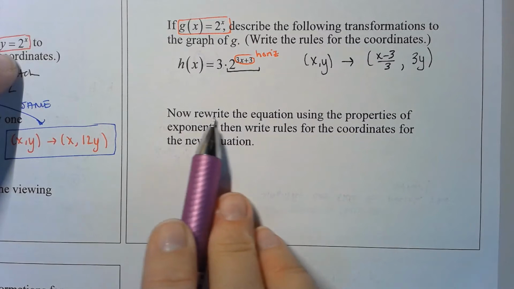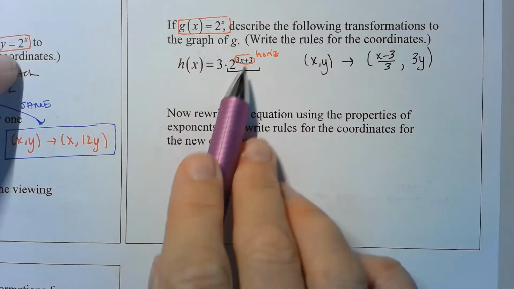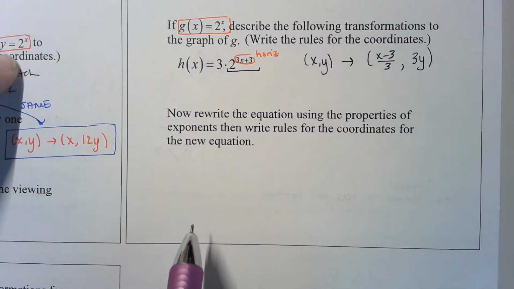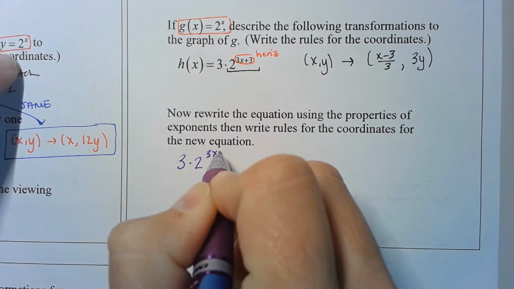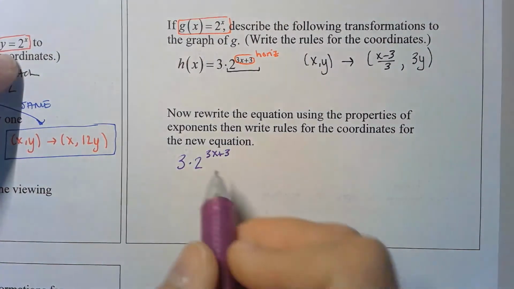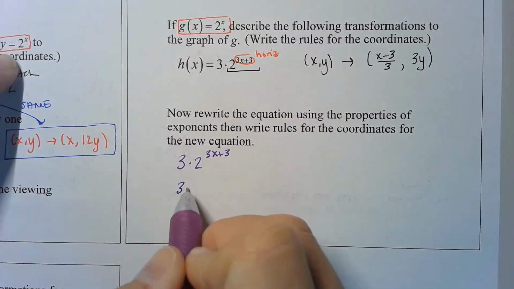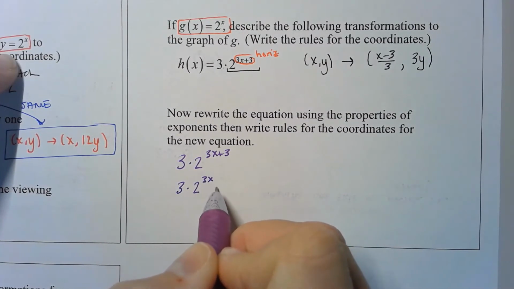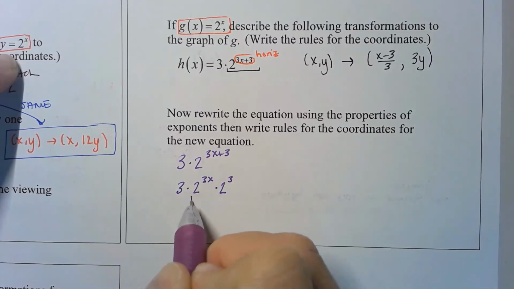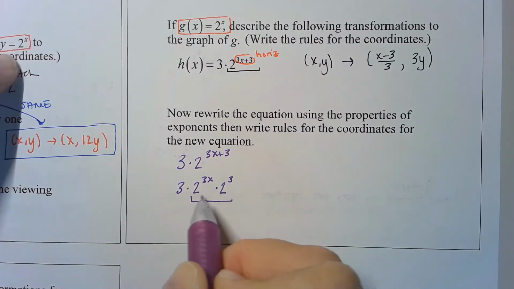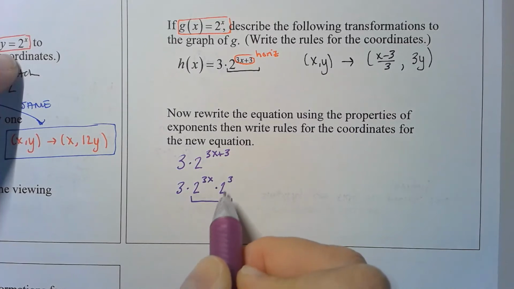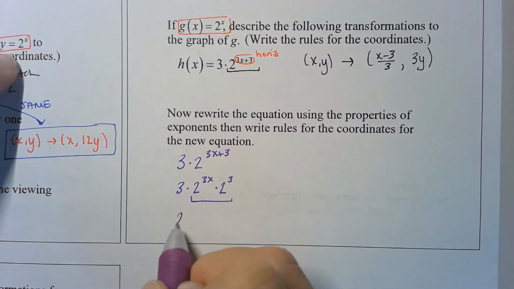But now it says let's rewrite the equation. Let's simplify this and then talk about the transformations. So let's clean this up. So I have 2 to the 3x times 2 to the third. Right? The addition here turned into 2 factors with a base of 2. 2 cubed is 8. 8 times 3 is 24.